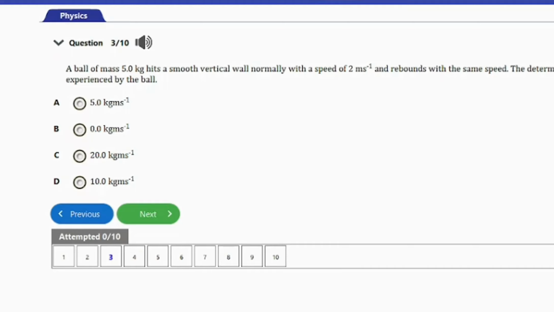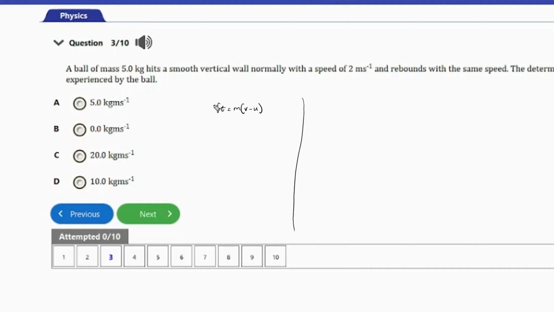So here is question number 3. It says, a ball of mass 5 kg hits a smooth vertical wall, normally with a speed of 2 meters per second, and rebounds with the same speed. Determine the impulse experienced by the ball. Alright, so guys, for this here, we're going to recall that impulse Ft is equal to mass times change in velocity here. So that's mass times v minus u.